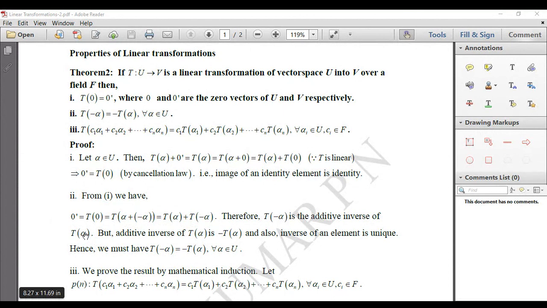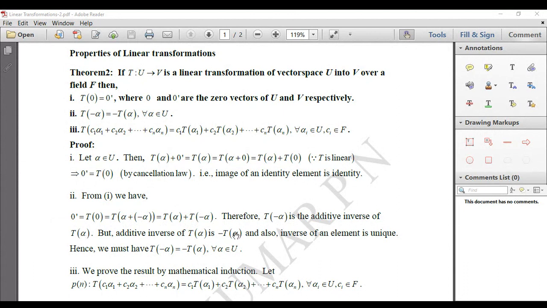But we know that, see, what is the additive inverse of alpha? Minus alpha. What is the additive inverse of beta? Minus beta. Similarly, what is the additive inverse of T of alpha? It is minus T of alpha. But we have proved T of minus alpha is also the inverse of T of alpha. So it is having two inverses. No, that is not possible, because we know that in a group, the inverse of an element is unique. That means every element must have one unique inverse. That means one element can have at most one inverse.